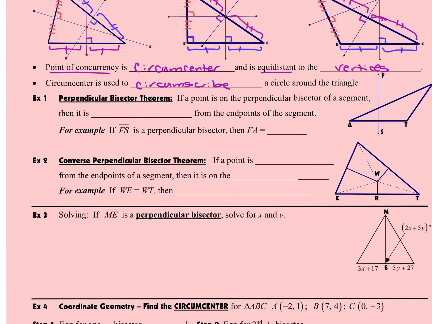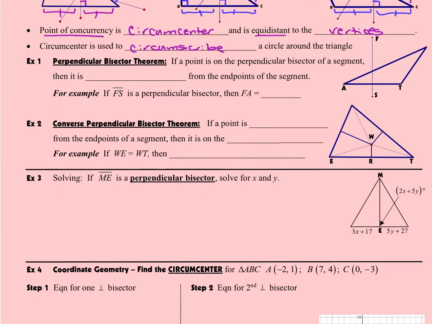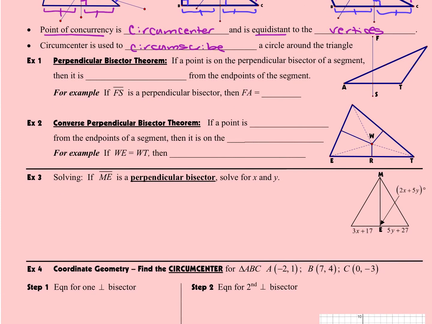Okay, now I want to get into how we can apply this and problems that we can do with this. So the first thing that we're going to have is this perpendicular bisector theorem. We are not going to do a proof with this, so the name is less important than all the information that I'm going to have here. The perpendicular bisector theorem says that if a point is on a perpendicular bisector of a segment, then that point is going to be equidistant from the endpoints of the segment.